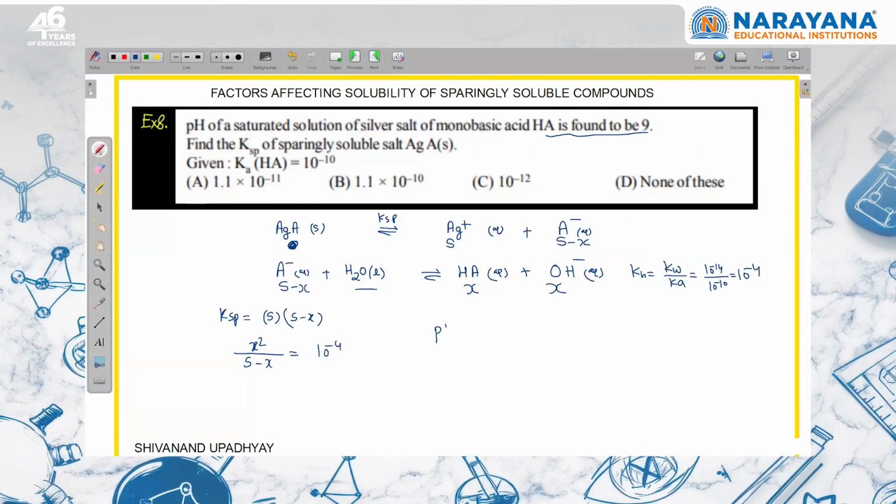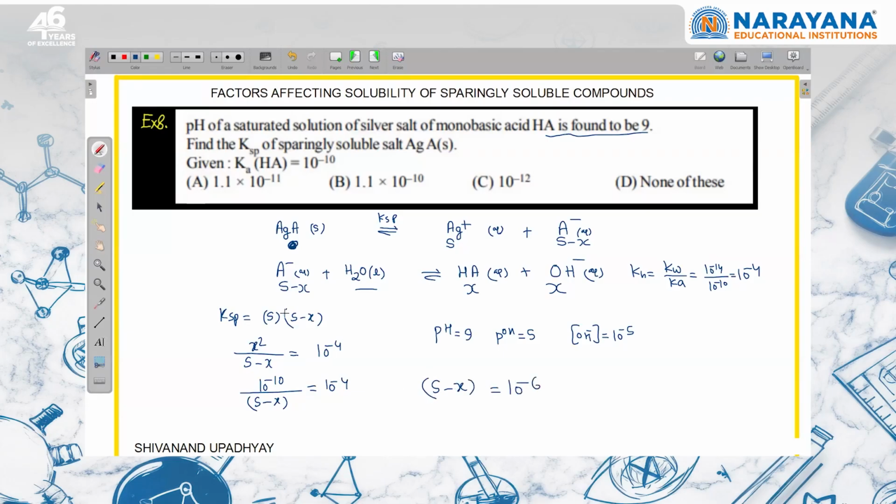The pH of the solution was 9. So pOH of the solution is equal to 5. So the concentration of OH minus ion in this system is 10 to the power minus 5, and here the value of X is the OH minus ion concentration. So if we put this in, it is 10 to the power minus 10 over S minus X, right? This is equal to 10 to the power minus 4. So from here we can write that S minus X is equal to 10 to the power minus 6.